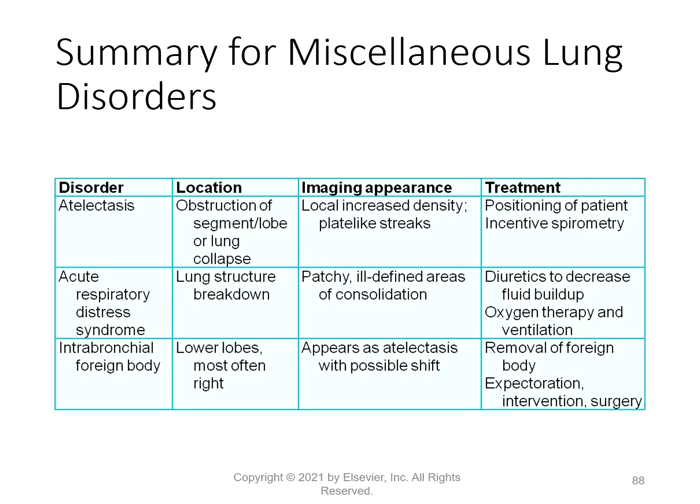Okay, so atelectasis, that's usually caused by the obstruction of a lobe or segment of the lung, causing it to collapse. It will usually have an increased density or radiopacity and appear oftentimes as plate-like streaks. Acute respiratory distress syndrome, this is basically lung structure breakdown being replaced by fluids, causing patchy, ill-defined radiopacities or consolidations across the lung field.